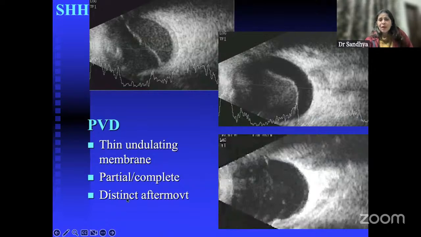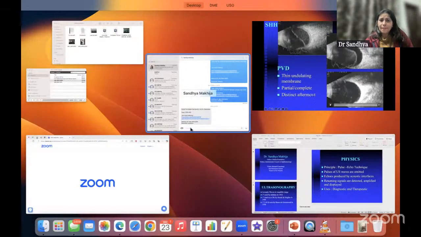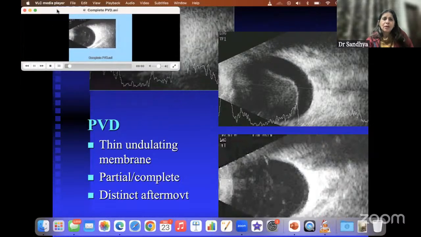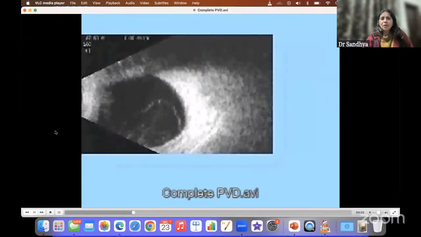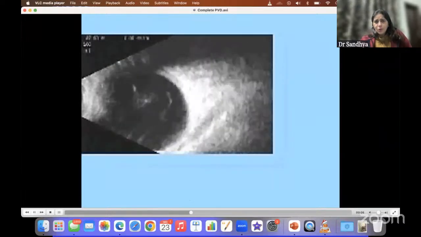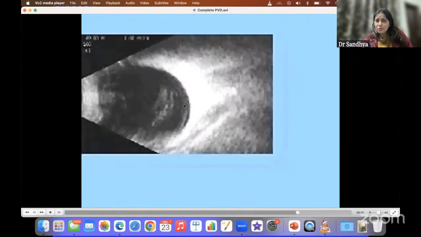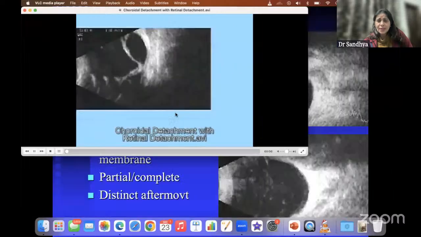It will have distinct after-movements, in the sense that you put the probe on the patient's eye and ask the patient to move the eyes right and left, and then ask the patient to stop moving the eyes. The patient will stop moving the eyes, but the PVD, the membranes, are still moving. So I'll just show you. I have this video of a PVD. So this is how a PVD will look on kinetic sonography. You are doing the ultrasound and asking the patient to move the eyes right and left.